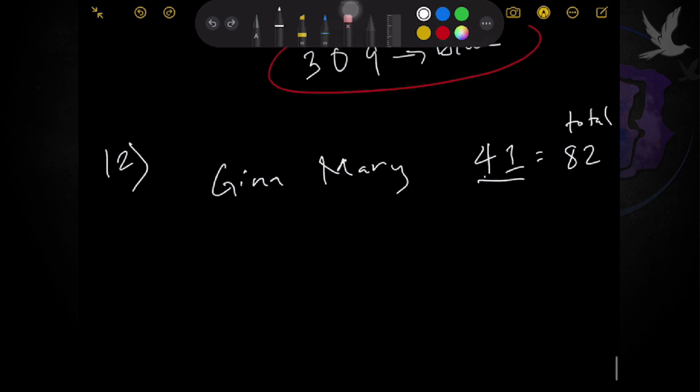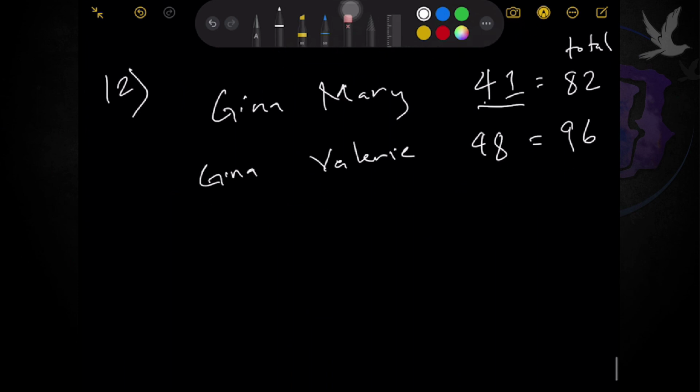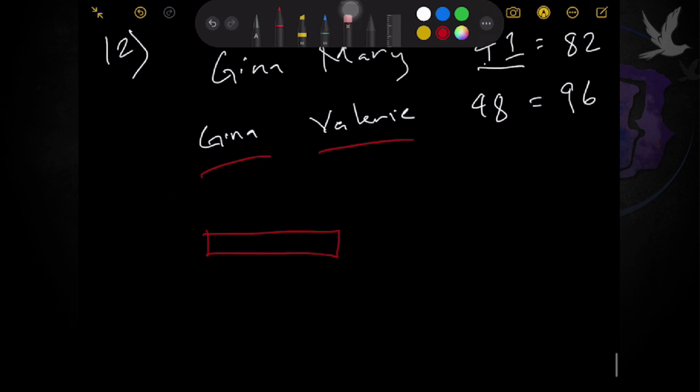Kasi average multiplied by the number of units, di ba? And also, it says there that Gina and Valerie has an average of 48 stickers. So, yung total natin, 48 times 2 lang po tayo. That's equivalent to 96 yung total nila. Okay. Valerie has 3 times as many stickers as Gina. So, Gina and Valerie yung comparison natin. It says there that Valerie has 3 units compared to Gina.